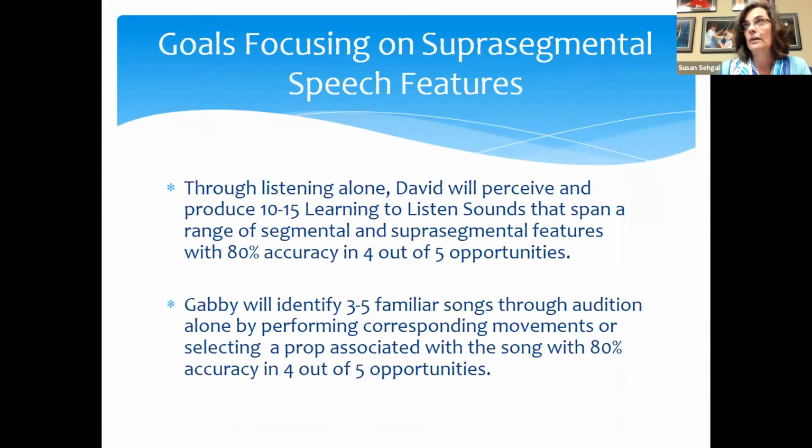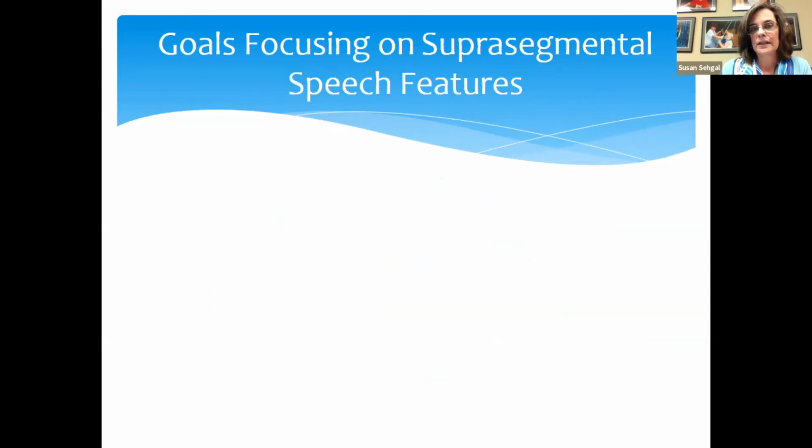Or if we want to work on familiar songs, Gabby will identify 3 to 5 familiar songs through audition alone by performing corresponding movements or selecting a prop associated with a song with 80% accuracy in 4 out of 5 opportunities.